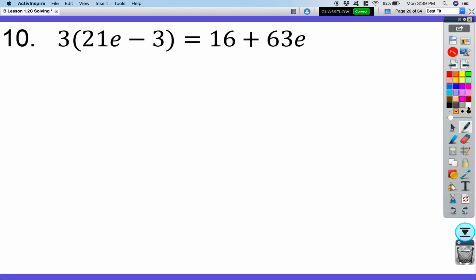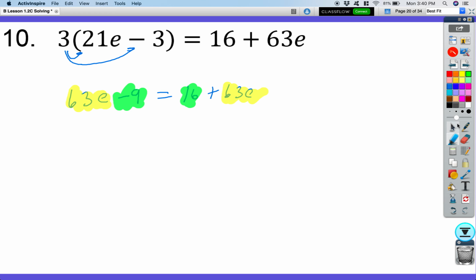So right off the bat, let's go ahead and look at this one. First, what I'm going to do is distribute this 3, because I can't really tell by the structure of the equation at the moment. This would then give me 63e minus 9 is equal to 16 plus 63e. Based off just the structure of the equation, I know this one is a no solution because they have the same amount of e's, but they have a different constant. Okay? When the constants don't match, when the e's are the same, that would give me a no solution.